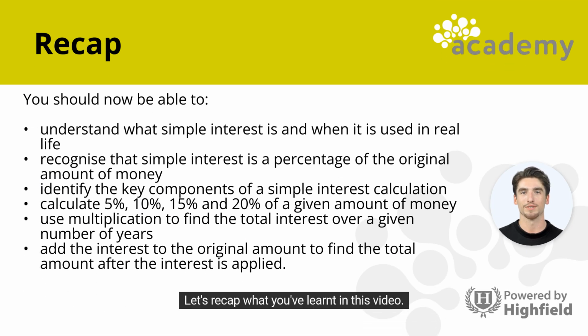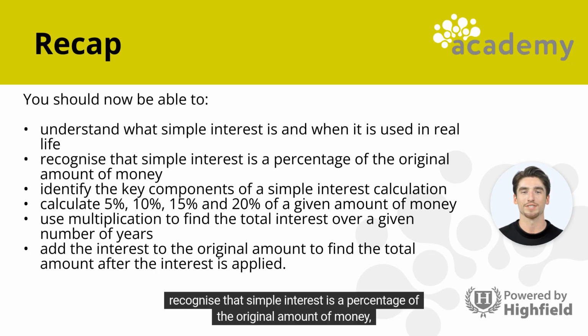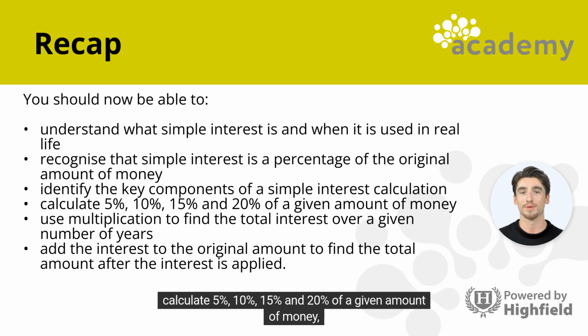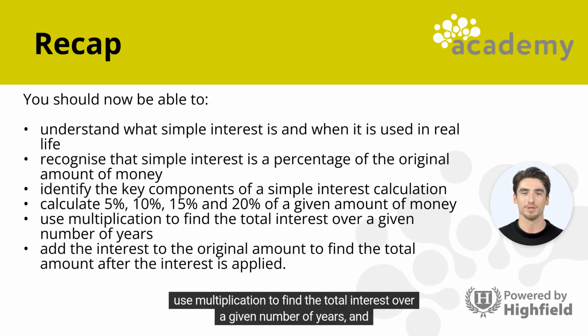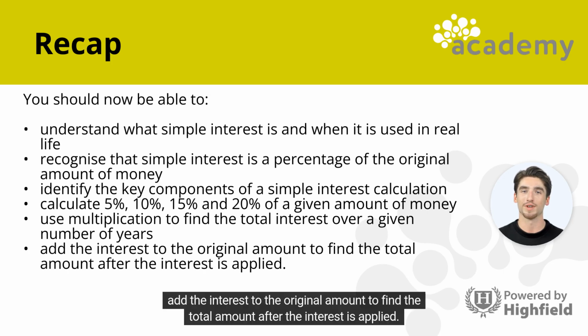Let's recap what you've learnt in this video. You should now be able to understand what simple interest is and when it is used in real life. Recognize that simple interest is a percentage of the original amount of money. Identify the key components of a simple interest calculation. Calculate 5%, 10%, 15% and 20% of a given amount of money. Use multiplication to find the total interest over a given number of years and add the interest to the original amount to find the total amount after the interest is applied.